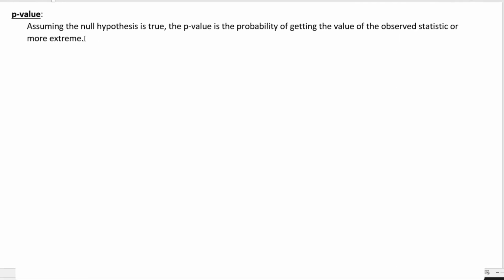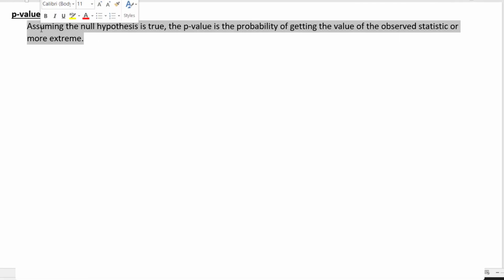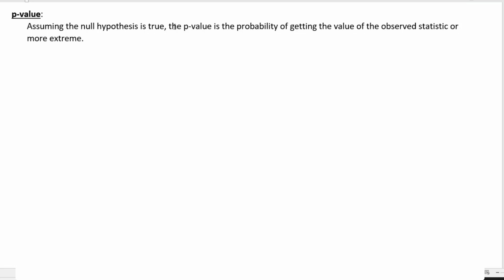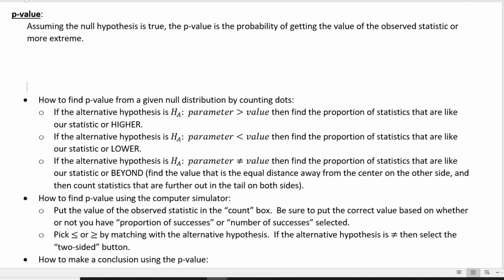P-value is defined as follows. Assuming the null hypothesis is true, the p-value is the probability of getting a value of the observed statistic or more extreme. Let's think about what that means. Find an observed statistic out in the world.